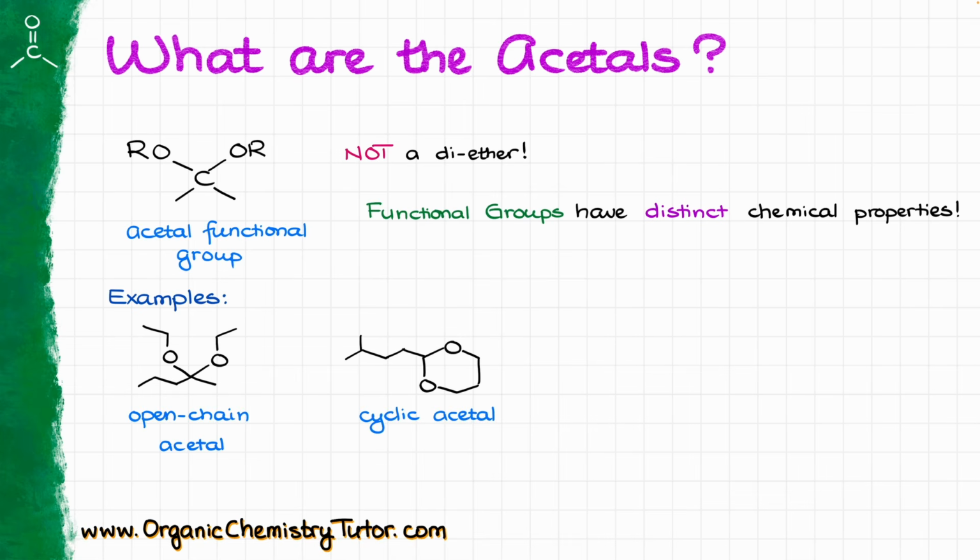On top of that, acetals can be open chain, like what I have over here, or they can be cyclic, like what I have right over here. Chemically speaking, there is no difference between those. Cyclic acetals form a little bit easier if they make 5 or 6 membered rings, but other than that, there is no other difference that I can point out between those.